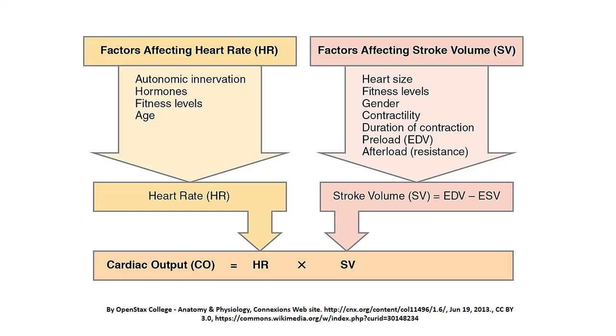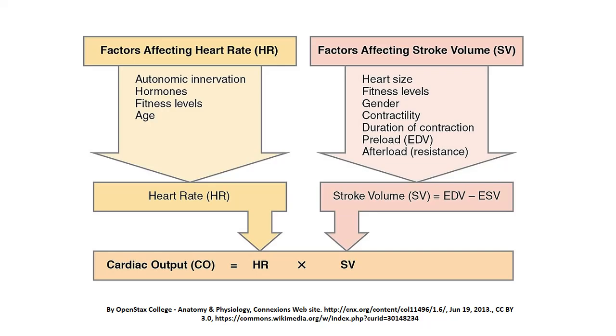This flowchart provides a clear summary of how heart rate and stroke volume combine to determine cardiac output, the total amount of blood the heart pumps per minute. The left side shows factors affecting heart rate. Heart rate is mainly influenced by autonomic innervation. The sympathetic nervous system increases heart rate, while the parasympathetic system decreases it. Hormones like adrenaline and thyroxine can raise heart rate.